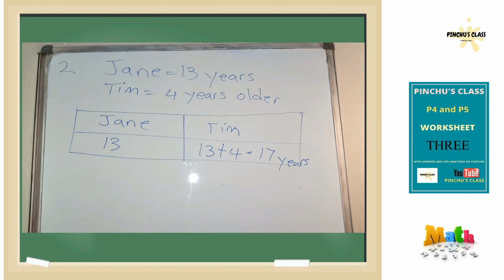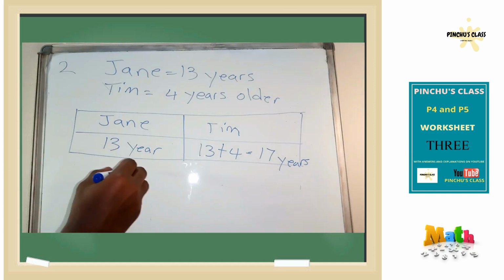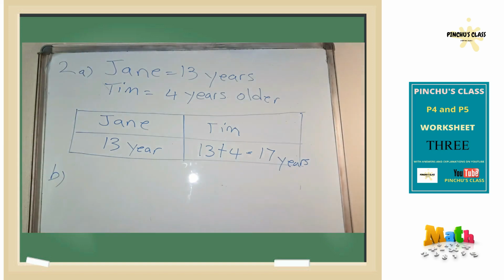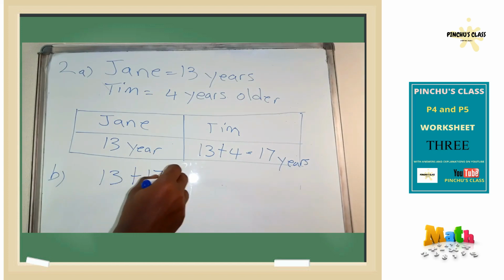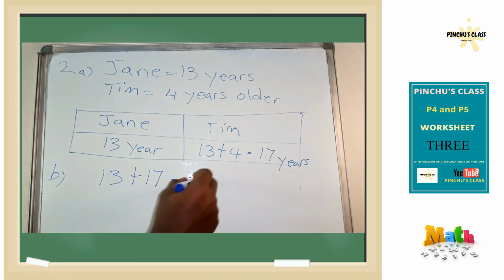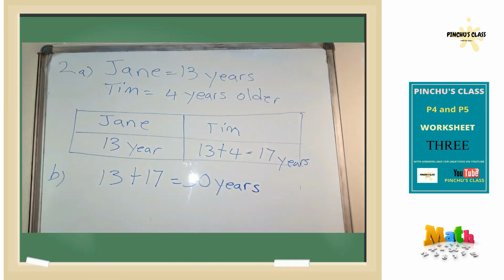And then part B, work out their total age. Since now we know the age for both, we can just get their total age. This is part A and this is part B. Their total age, we're going to get 13 plus 17, and therefore their total age is going to be 30 years old. So that is the total age of the two, Jane and Tim.